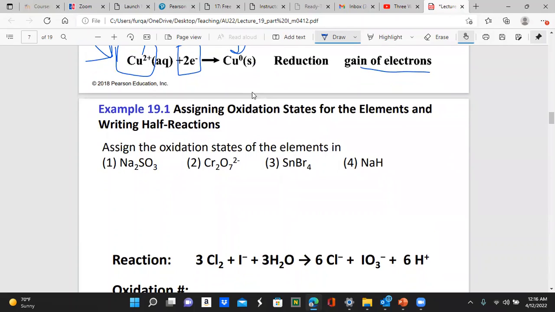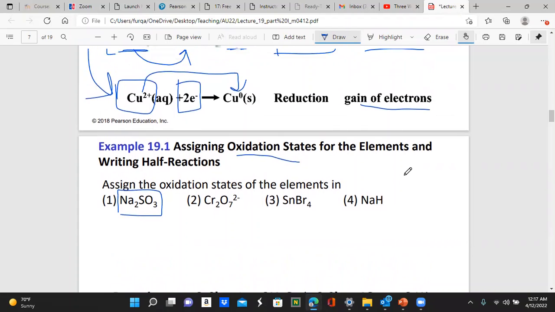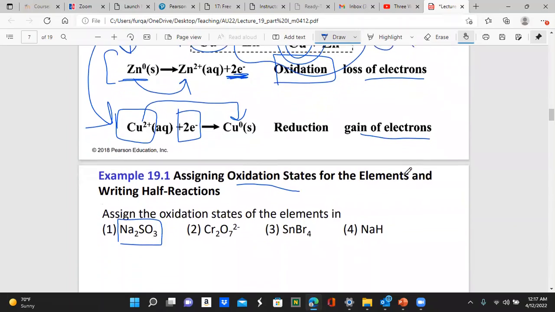Okay, so we'll do some practice on assigning the oxidation state to each element in these compounds. This is what you have to do before you start balancing your chemical equation. In a chemical equation, you have to assign the oxidation state to all the elements present in a chemical reaction. So we are just trying to do a practice in this 19.1 example, where we can look at the compounds and work out their oxidation states. Okay, so if we look at here, this is sodium sulfite.